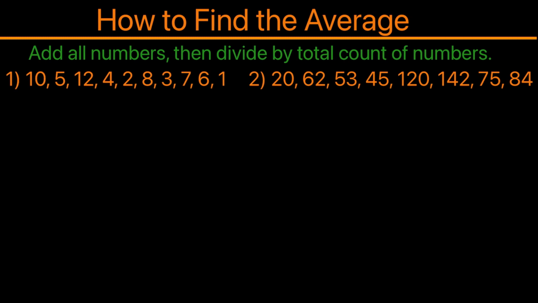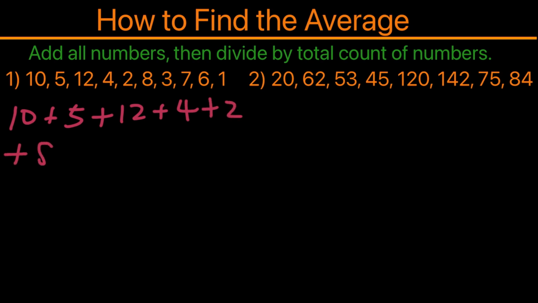Here are two examples. From the first example, we will add up all the numbers. So starting with 10, plus 5, plus 12, plus 4, plus 2, plus 8, plus 3, plus 7, plus 6, plus 1. And the total comes out to 58.